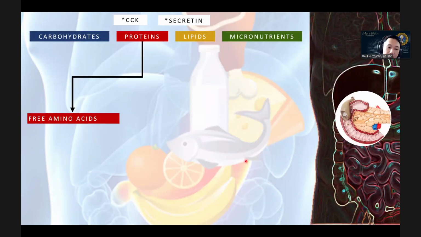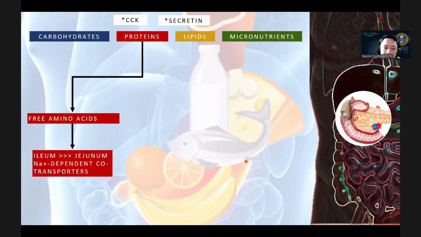So these are the products now of protein digestion after it is acted upon by your proteases. You have your free amino acids. Once you have your free amino acids, they are in their absorbable forms. So they are absorbed via a sodium-dependent co-transporter, the mechanism of which is a secondary active transport as well.